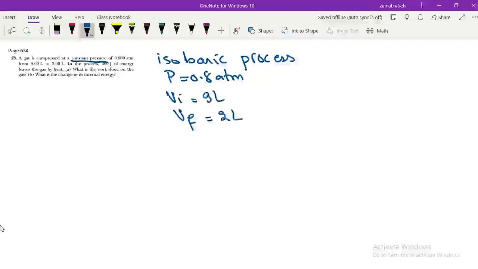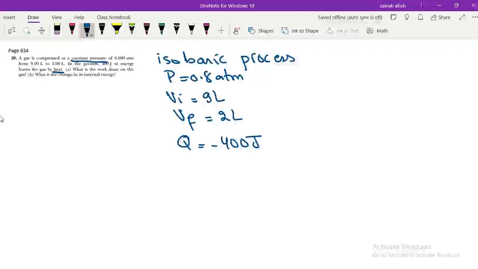In this process, 400 joule of energy leaves the gas by heat. So we have lost 400 joules of energy by heat. When he says the word heat, he means Q. So Q here is negative. It's equal to minus 400 joule because the system has lost this amount of heat.